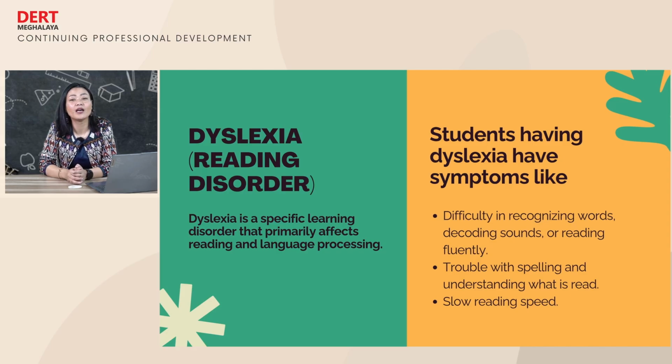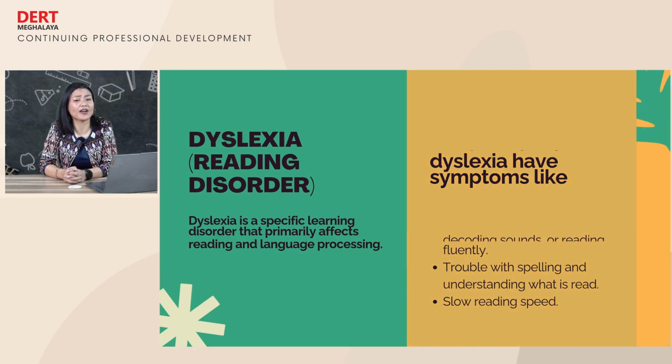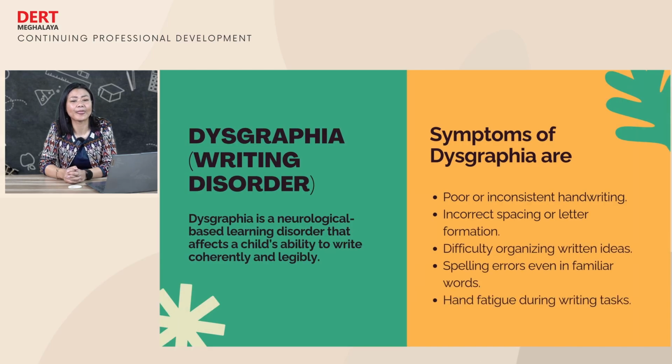Students having dyslexia have symptoms like difficulty in recognizing words, decoding sounds, or reading fluently, trouble with spelling and understanding what is read, and slow reading speed. For example, a child reads stop as pots or skips lines when reading aloud. Next, dysgraphia, that is a writing disorder.